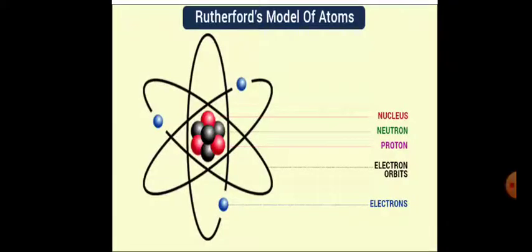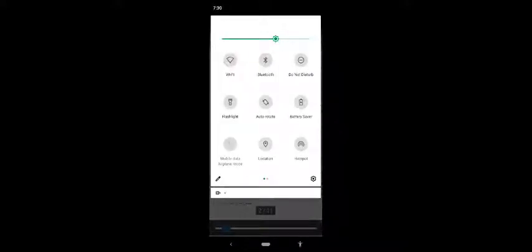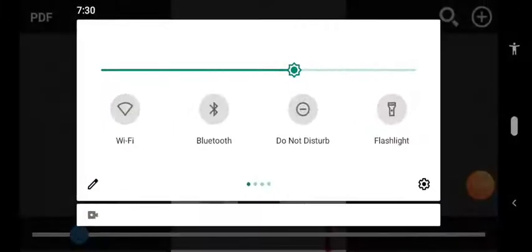The next one is Rutherford's atomic model. Before Rutherford's atomic model, as I told in the last class also, Rutherford conducted an experiment called the gold foil experiment. From that experiment, Rutherford came to certain conclusions, and from those conclusions he proposed this model. So let us see what that experiment, the gold foil experiment, is.